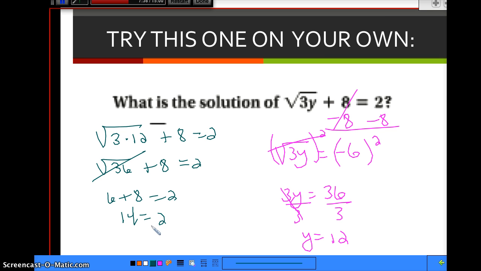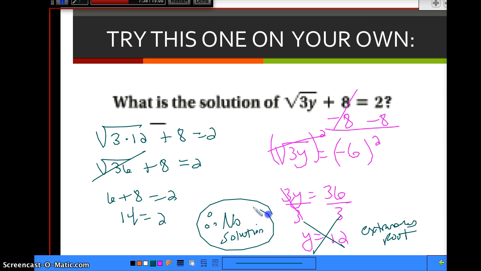And does 14 equal 2? And the answer is no. So this is an extraneous root. Therefore, the final answer is no solution. So you guys got to be careful for those extraneous roots. And that takes care of Chapter 10, Section 4.